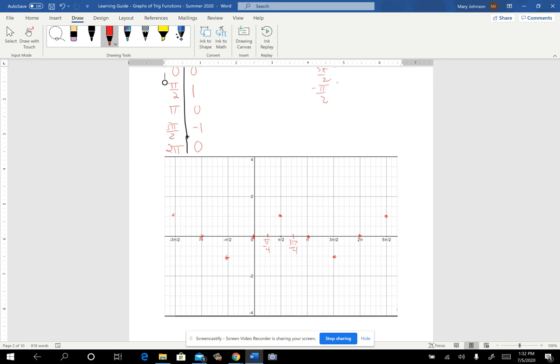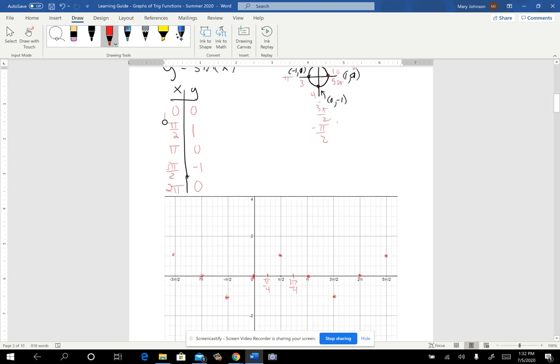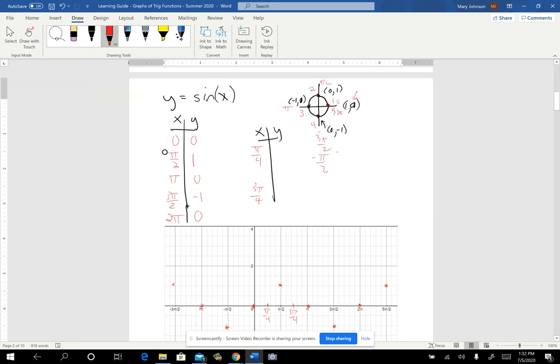If I added those in to this table, I don't have room there, but I just want you to think about it for a minute. We won't have to do this on all of them. But if I added in a couple more in-between points, like pi over 4 and 3 pi over 4, think about those. Pi over 4 would be right here, and the ordered pair at pi over 4 would be square root of 2 over 2 for both cosine and sine.